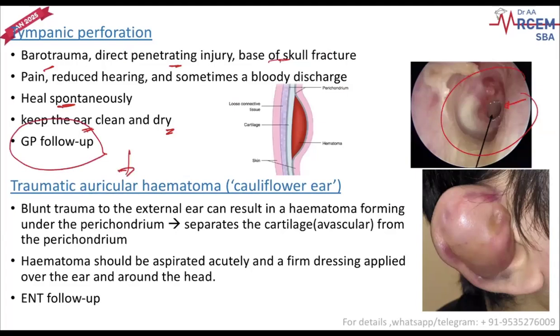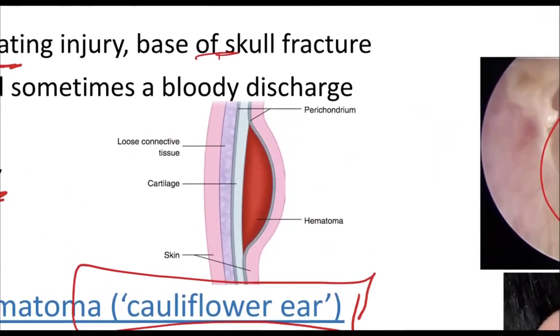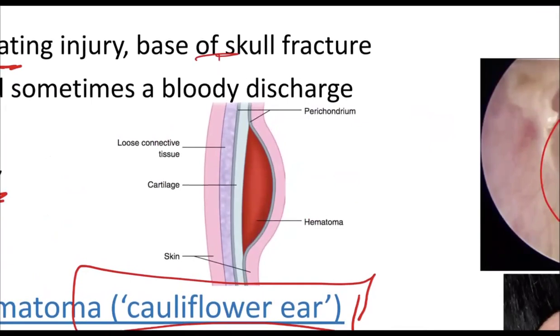Traumatic auricular hematoma, also known as cauliflower ear. This is very commonly seen in wrestlers. What happens here? Whenever there is an injury to the ear, there can be bleeding. Bleeding, what will happen? A hematoma will form. Accumulation of blood is known as hematoma.